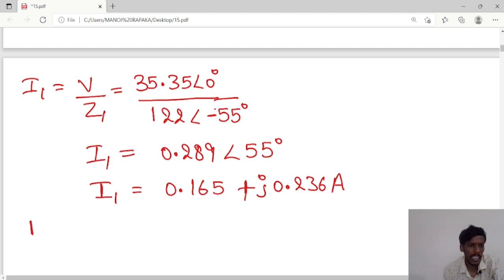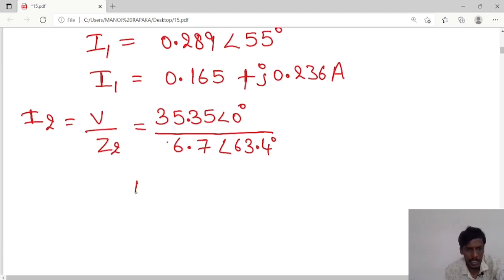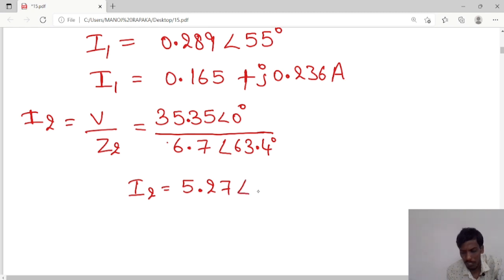In a similar way, we have to calculate I2 also. I2 equals V by Z2. The V value is already known, 35.35 at an angle of 0. And the Z2 value, if we convert into polar form, is 6.7 at an angle of 63.4 degrees. So it is also in the form of R1 angle theta 1 by R2 angle theta 2. So if we convert these values, the I2 value equals 5.27 at an angle of minus 63.4 degrees. This is I2 in the polar form.